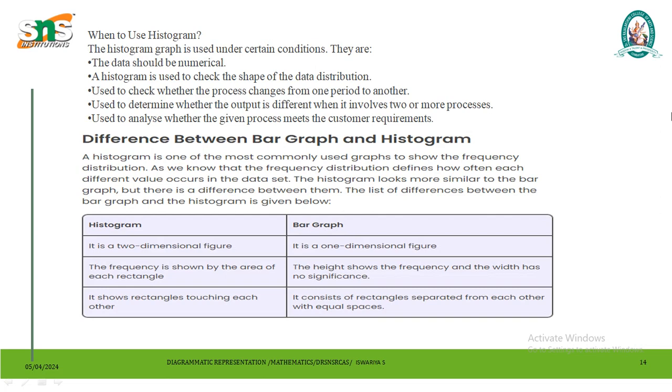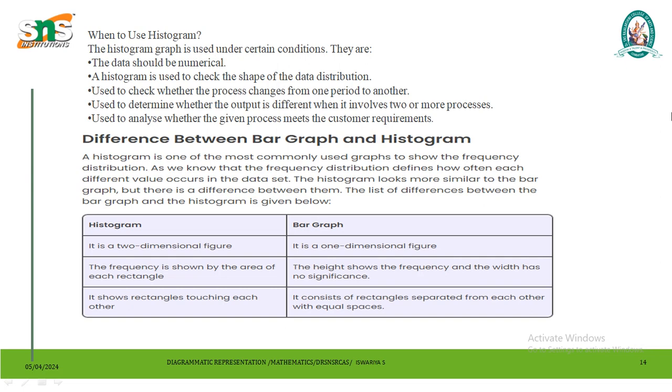A histogram is used to check the shape of the data distribution, used to check whether the process changes from one period to another, used to determine whether the output is different when it involves two or more processes, used to analyze whether the given process meets the customer requirements.